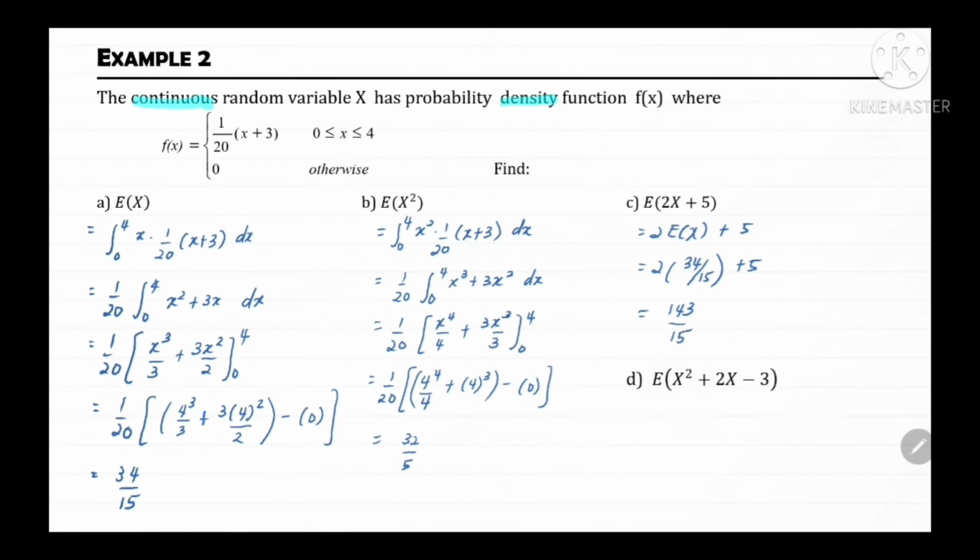And then D, E(x squared) plus 2x minus 3, simplify. E(x squared) plus 2E(x) minus 3. So E(x squared) is 32 over 5 plus 2 times expectation of x, 34 over 15, minus 3. Answer is 119 over 15.